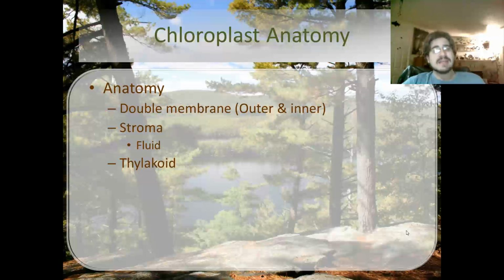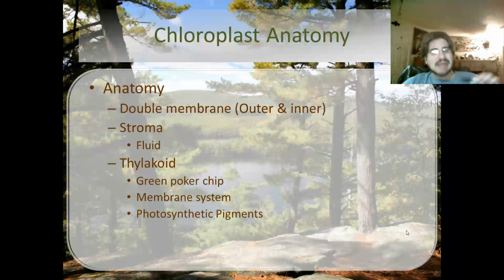A pigment is anything that can absorb light. So, the thylakoid is like a green poker chip, and it's actually a membrane system. You actually get stacks of thylakoids that are referred to as grana. So, like I said, it's a membrane system, and so think of it like a little hollow membrane sac shaped like a poker chip, and that green color is due to photosynthetic pigments. So a grana is a stack of thylakoids.